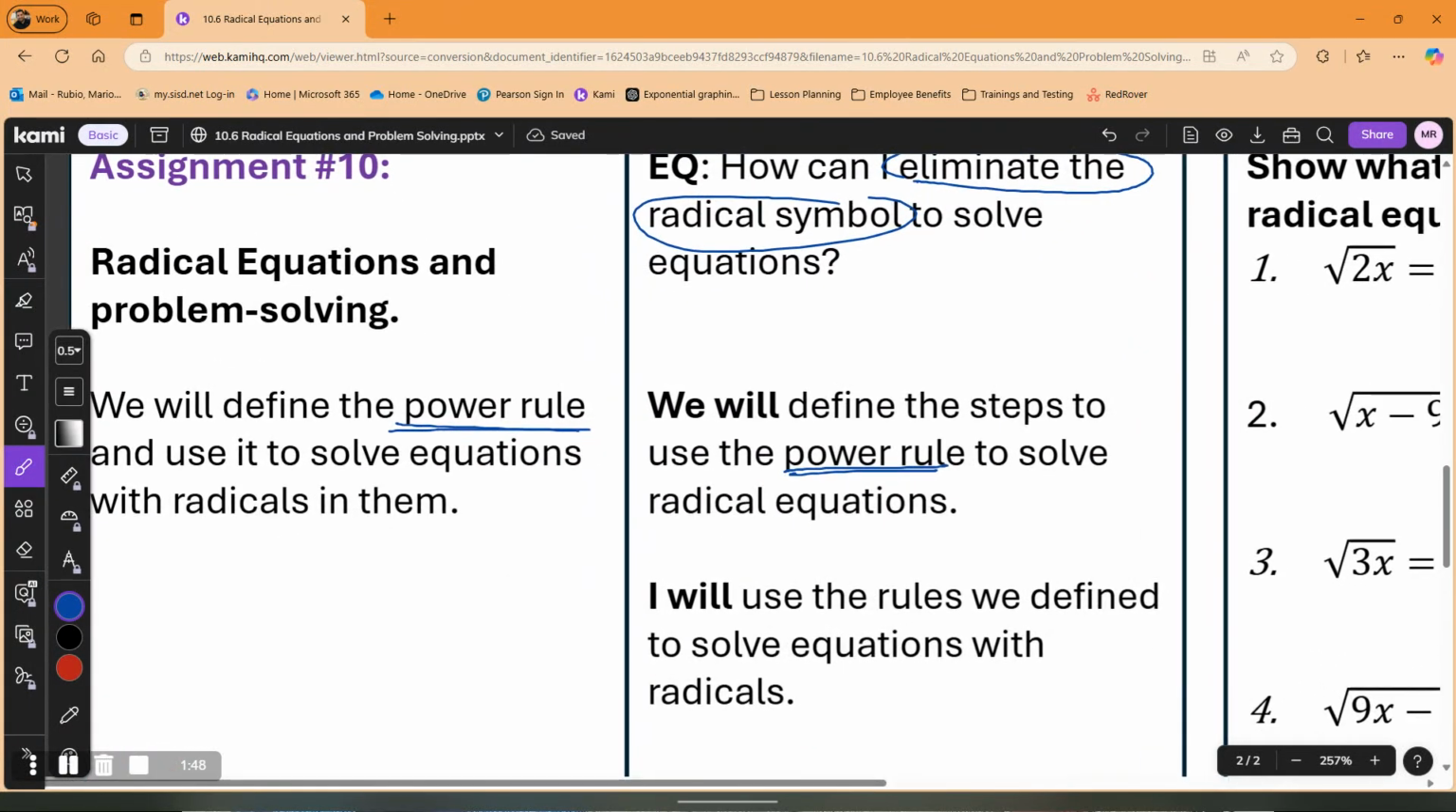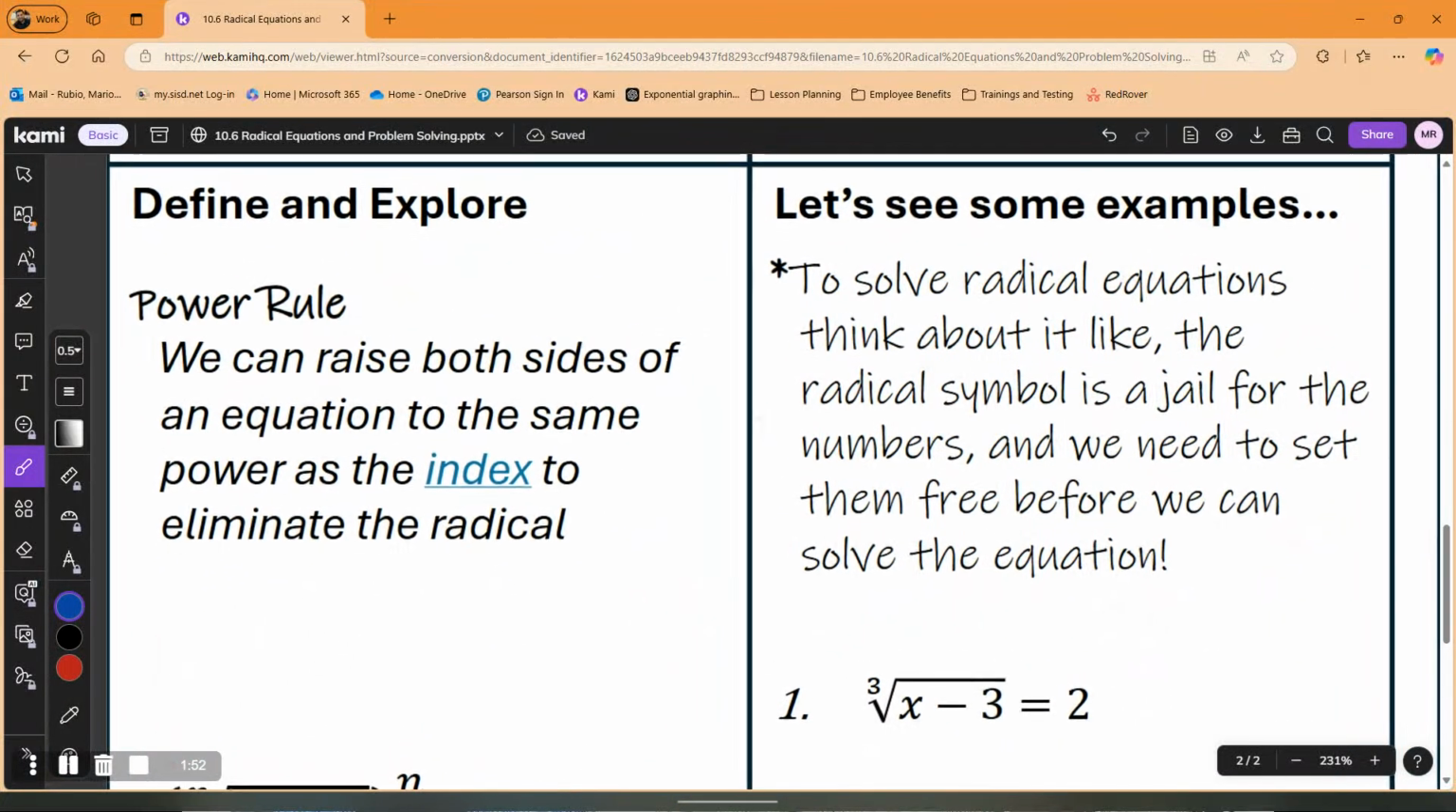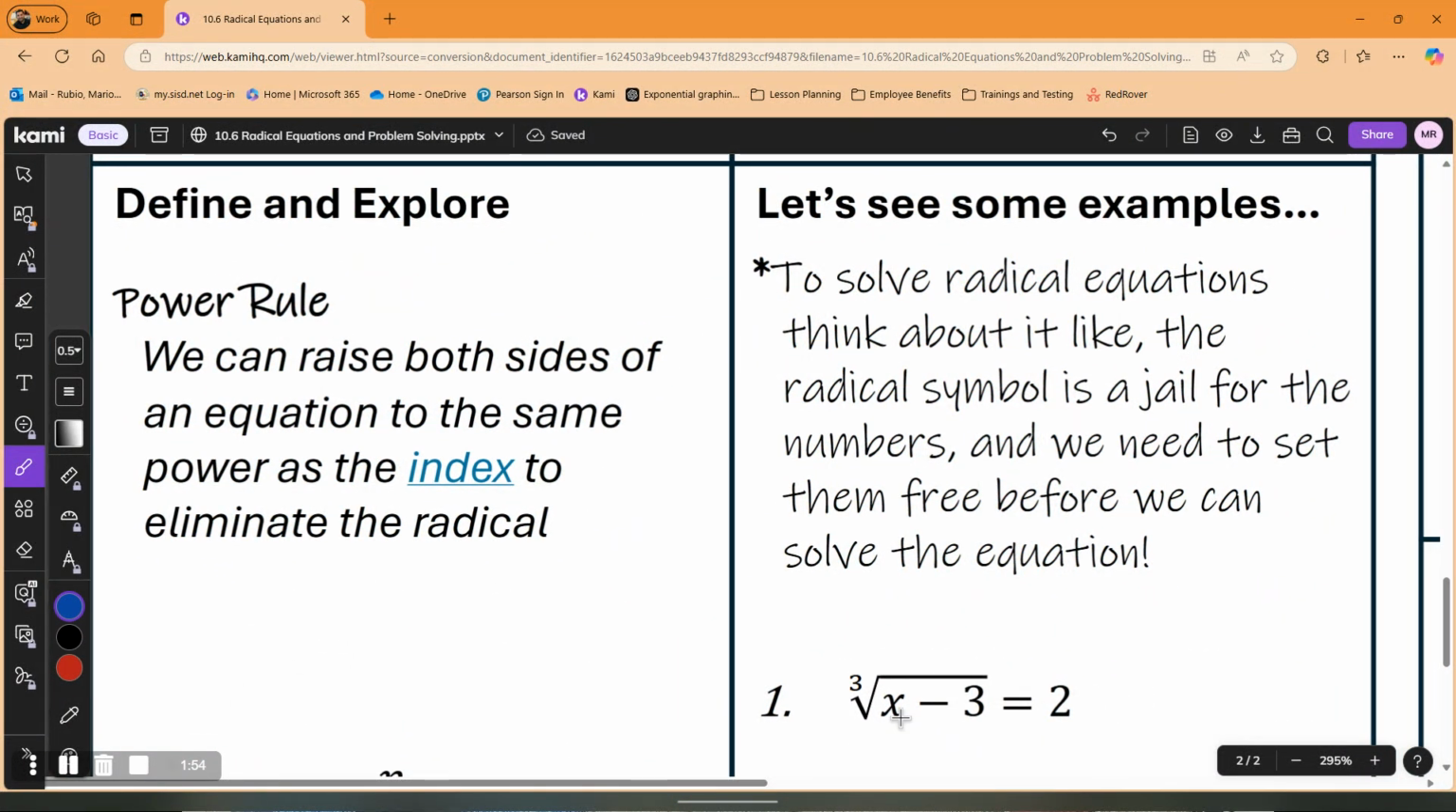Let's take a look at some definitions. So let's look at define and explore. The power rule. What is a power rule? This is what we're going to use to solve equations. This is what the power rule says: we can raise both sides of an equation to the same power as the index.